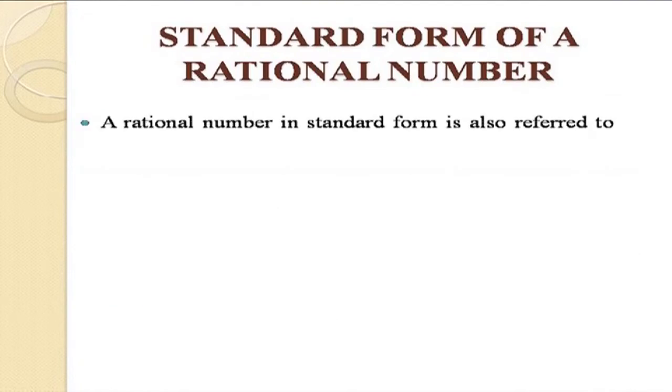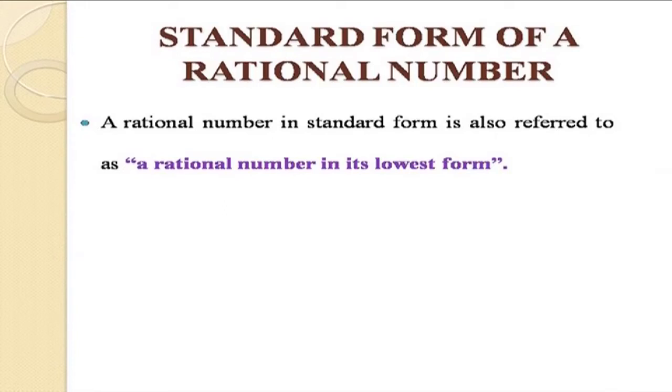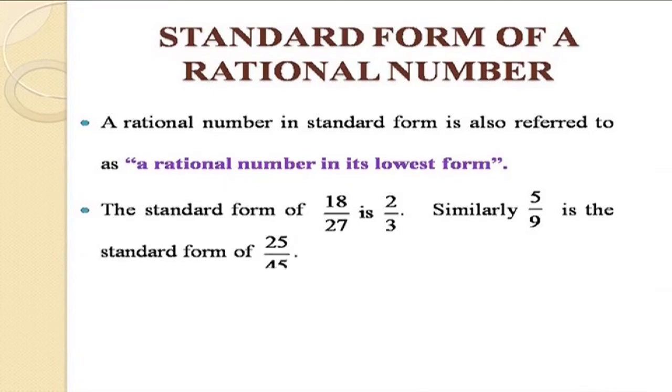A rational number in standard form is also referred to as a rational number in its lowest form. For example, the standard form of 18 by 27 is 2 by 3. Similarly, 5 by 9 is the standard form of 25 by 45, because 2 by 3 is the lowest form of 18 by 27 and 5 by 9 is the lowest form of 25 by 45.